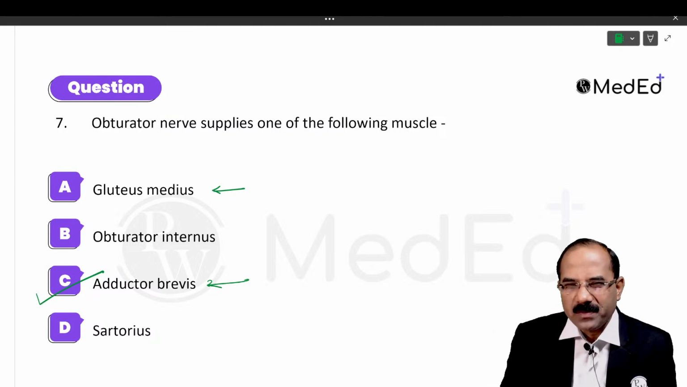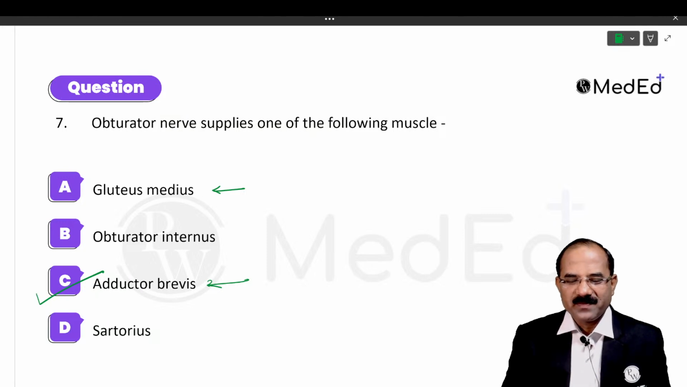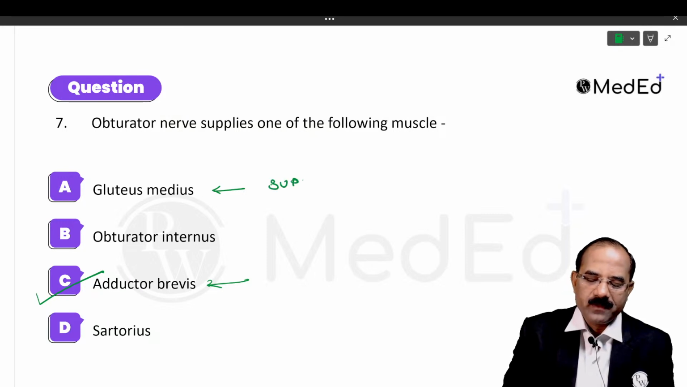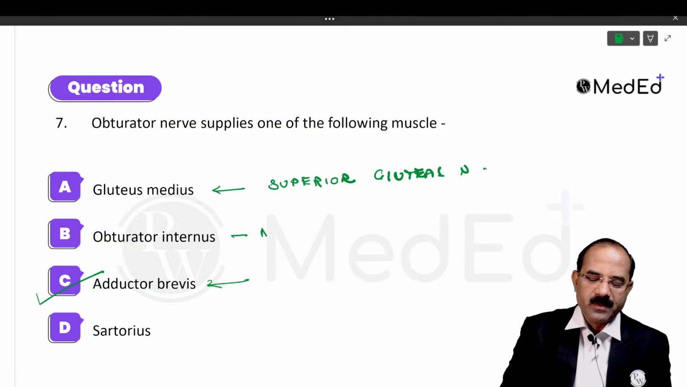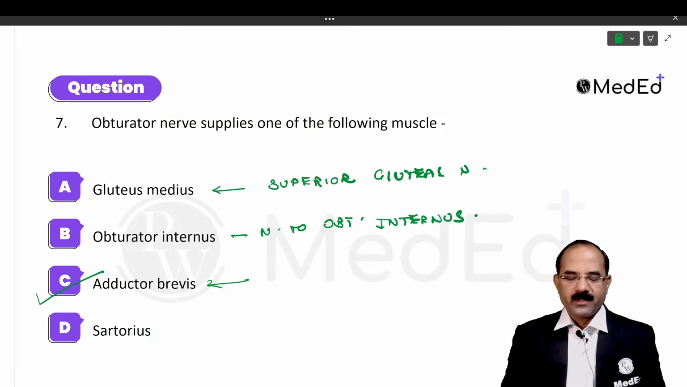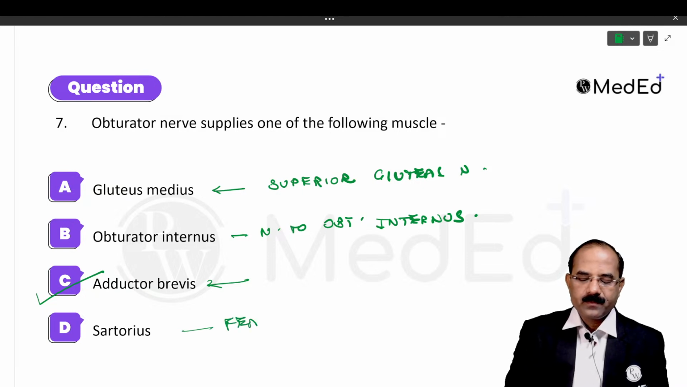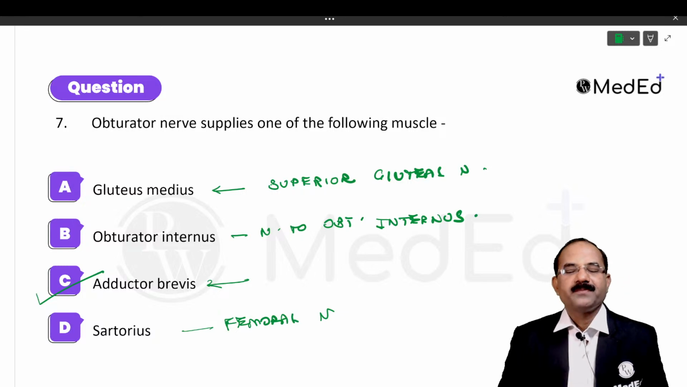Gluteus medius का nerve supply कोई बोल सकता है? It's the superior gluteal nerve. Very good, बच्चा. Obturator internus का nerve supply बोल सकते हो? Obturator internus इसे कौन supply करता है? That's the nerve to obturator internus. And sartorius का nerve supply क्या है? Femoral nerve. Be very clear about the nerve supply, बच्चा. This is very important. चलो, very good.